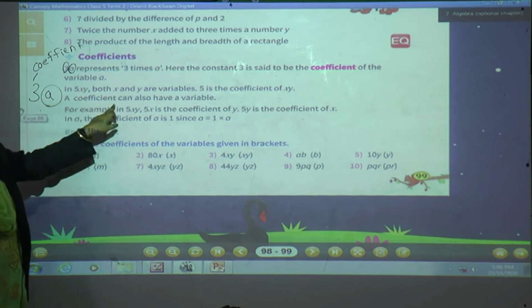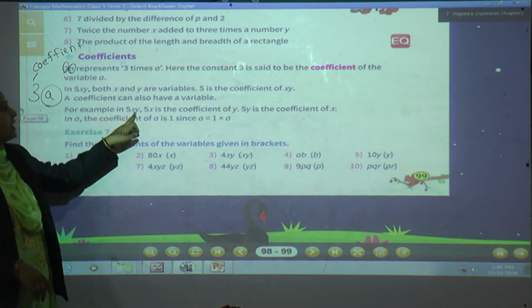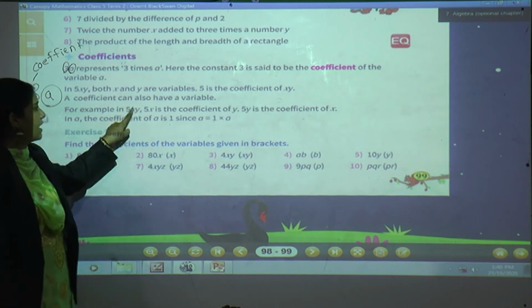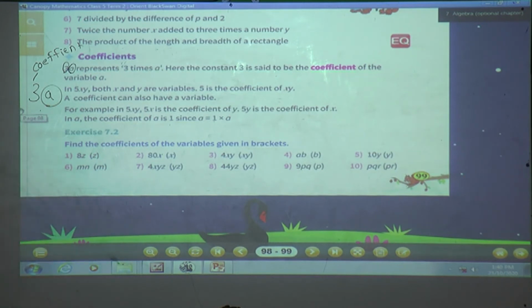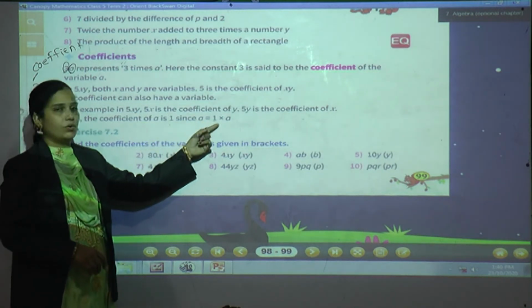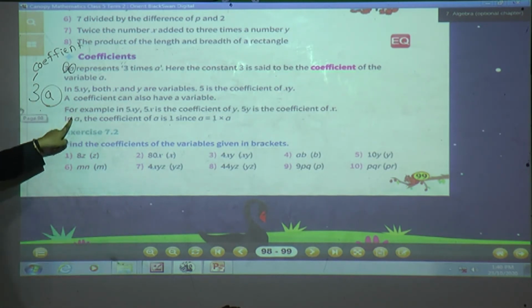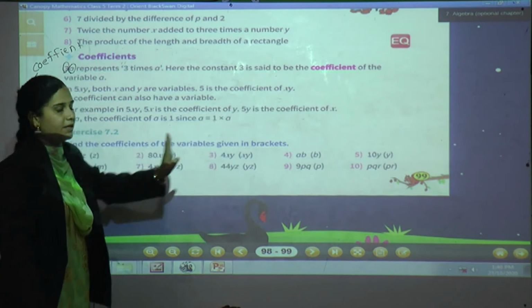A coefficient can also have a variable. For example, in 5xy, 5x is the coefficient of y, and 5y is also the coefficient of x. In a, the coefficient of a is 1, since a is equal to 1 multiplied by a. So we can write 1 multiplied by a also.